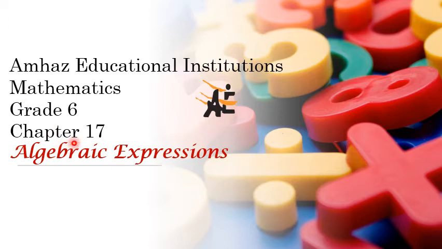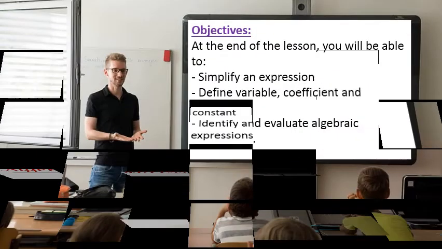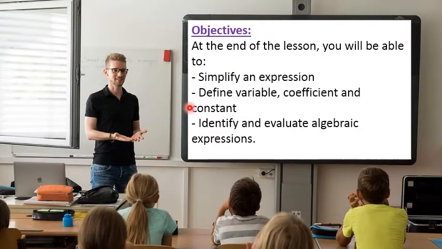Today we will start chapter 17, which talks about algebraic expressions. The objectives of this lesson: you will be able, at the end of this lesson, to simplify an expression, define a variable, coefficient, and constant, and identify and evaluate algebraic expressions. We will see each one of them.